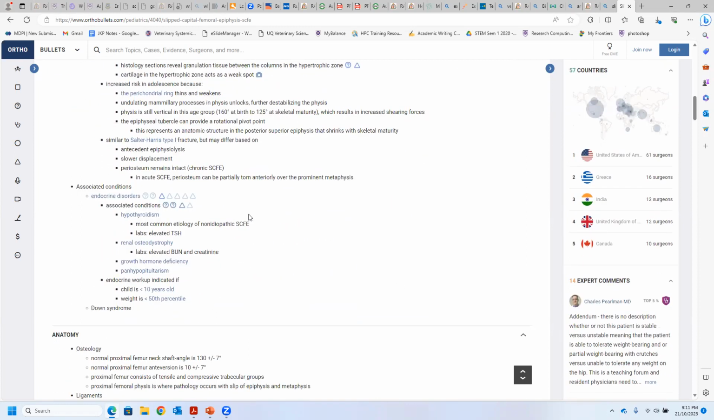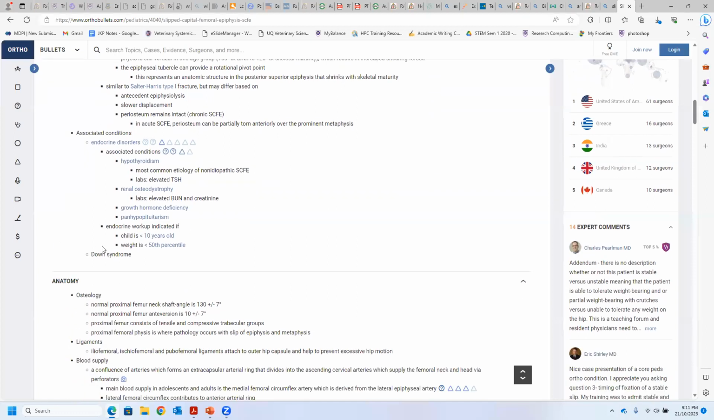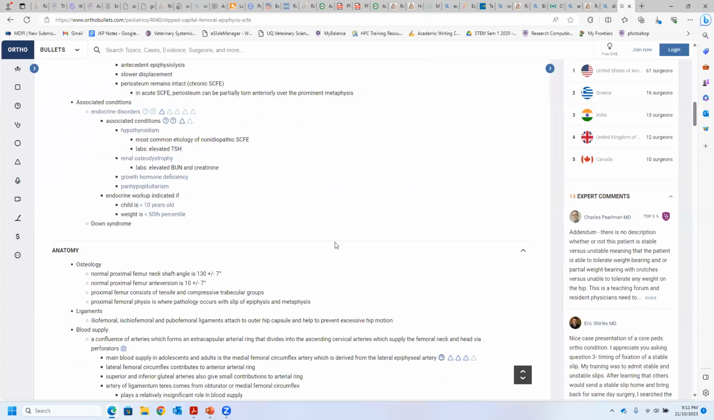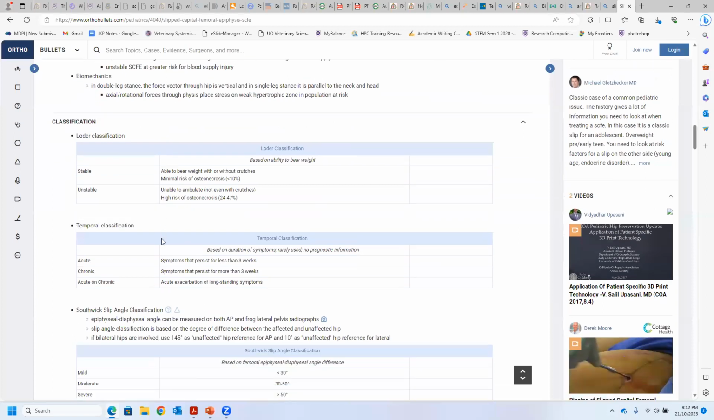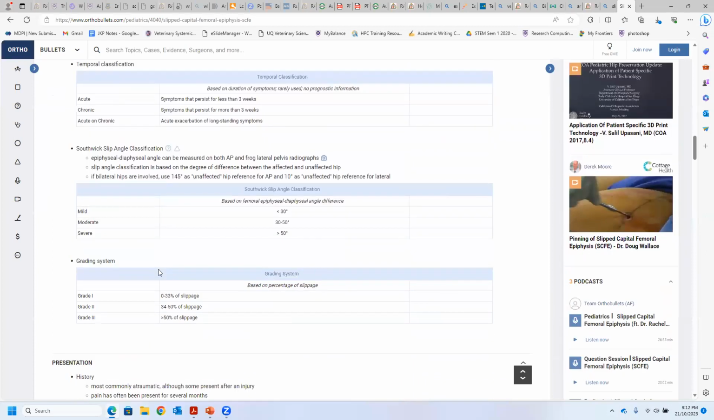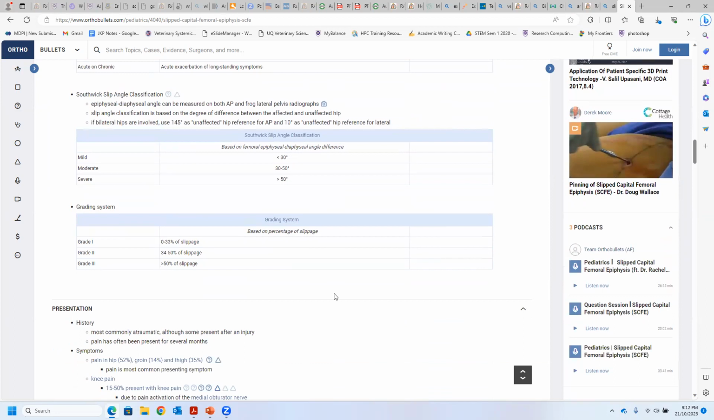Associated conditions are important. So if they're obese and very tall, there may be something going on with them, either thinning of the bone with hypothyroidism, renal osteodystrophy, growth hormone deficiency, or panhypopituitarism. Very important for you guys to know about this. Or it can also occur in Down syndrome. Classification is stable, able to bear weight with or without the crutches, or unstable, very, very important for you guys to urgently refer them. Acute, chronic, acute on chronic, mild, moderate, severe, grade 1 to 3.